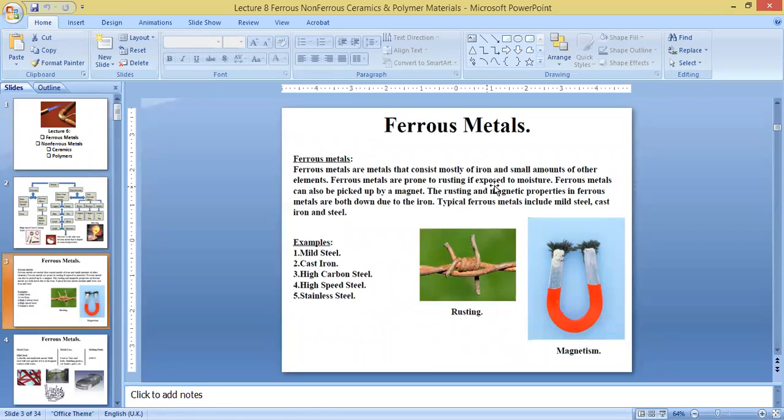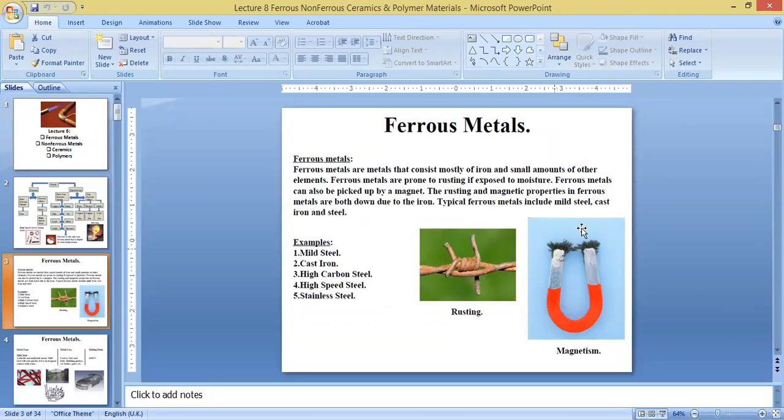Rusting and magnetic properties in ferrous metals are both due to iron. Iron rusts, and the rate of rusting is quite high in iron. Hence, anything that has iron in it, or any ferrous metal, usually over time would tend to look like this when exposed to conditions of humidity and oxygen. Typical ferrous metals include mild steel, cast iron, and steel.